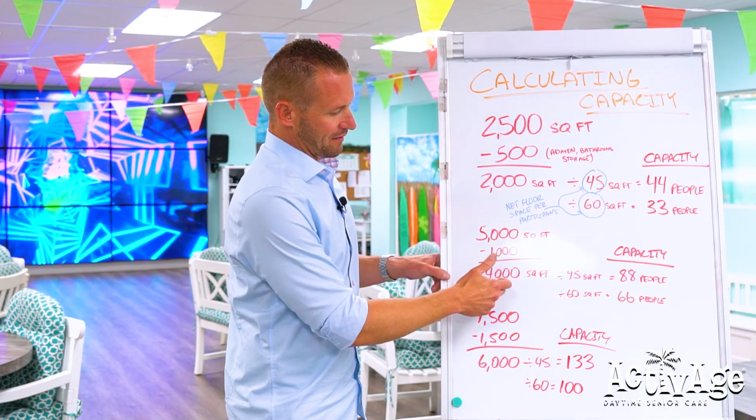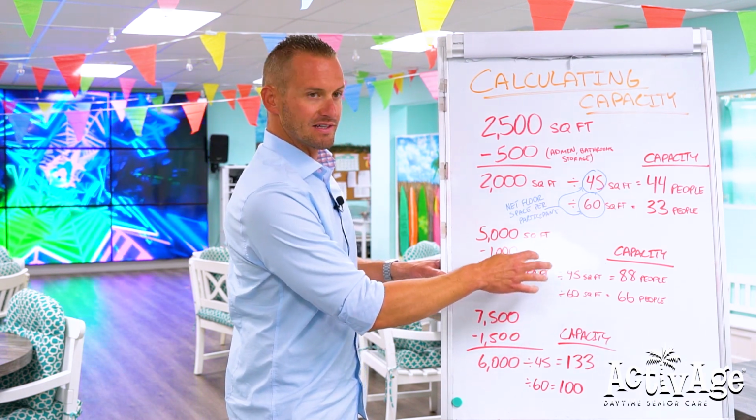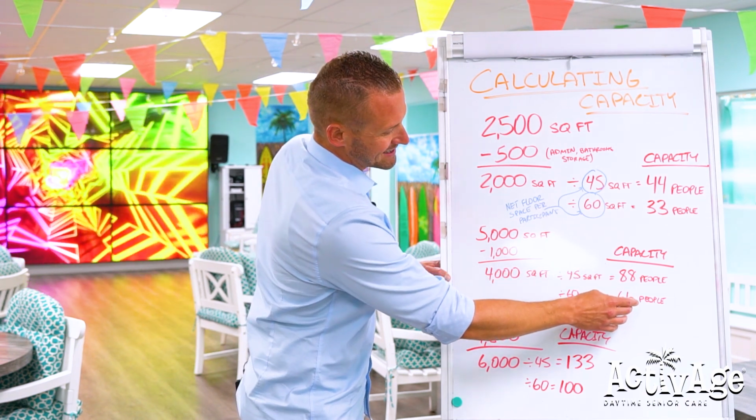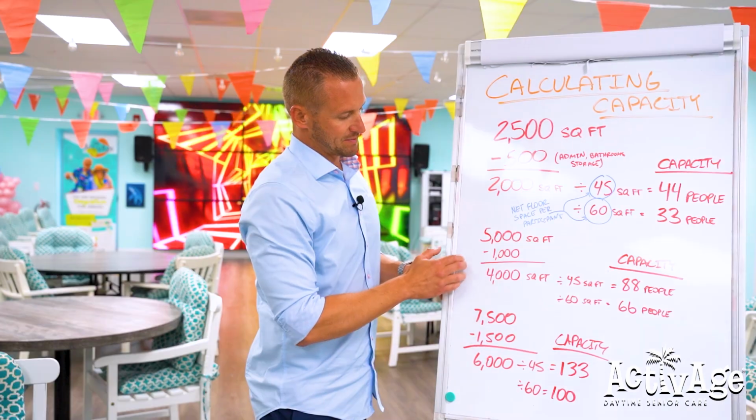So then you're left with about 4,000 square feet, taking into account both 60 square feet per participant and 45. You're gonna have a capacity range of somewhere between 66 and 88 people in a space like this.